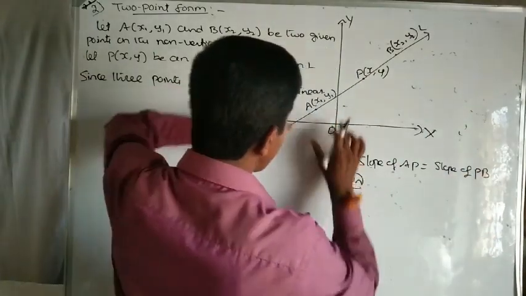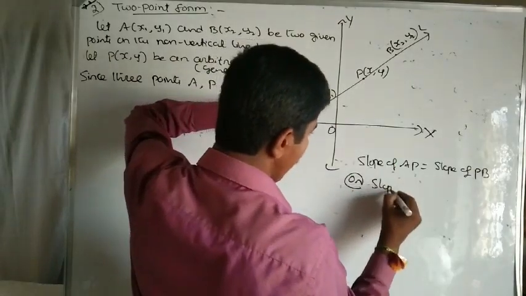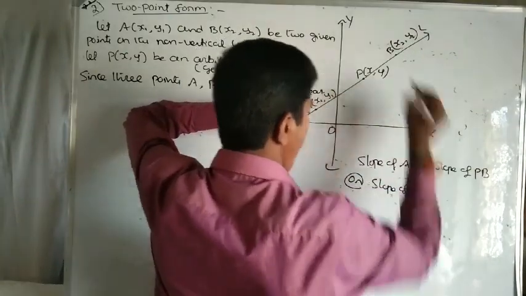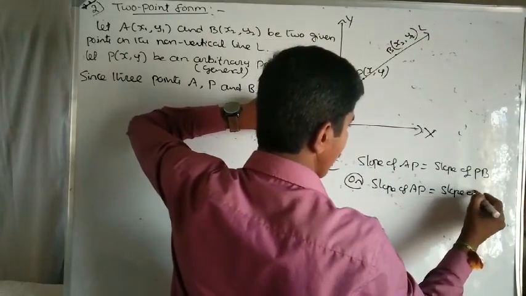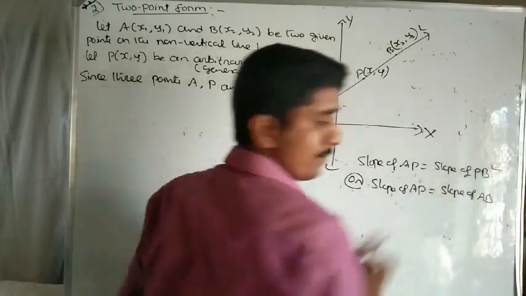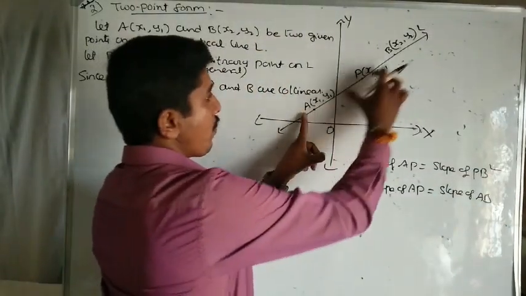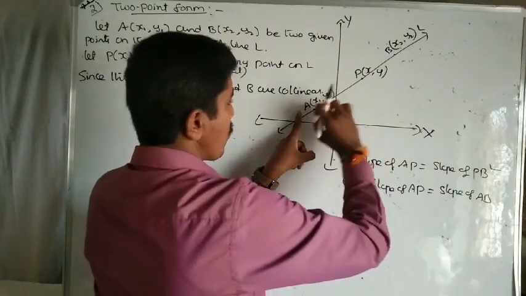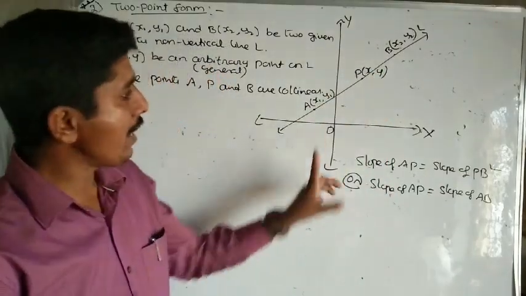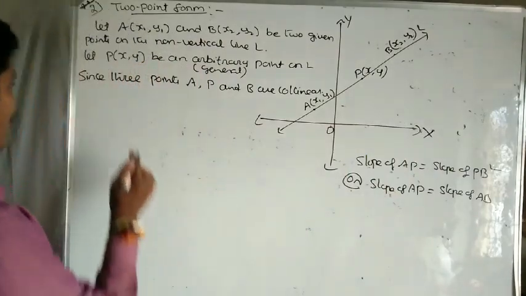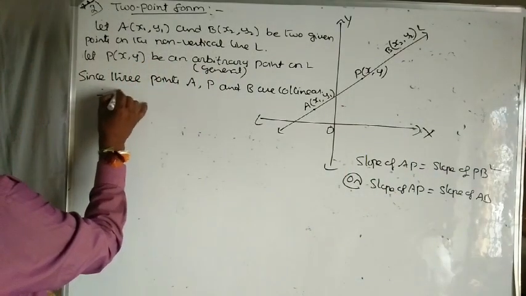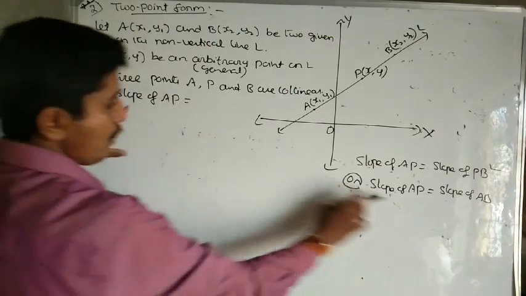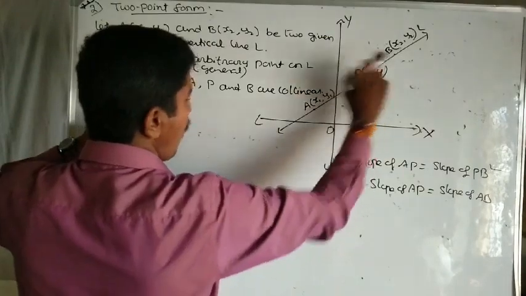So you can take slope of AP equal to slope of AB. Both are the same. Slope of AP equal to slope of PB, or slope of AP equal to slope of AB. For the time being I am taking the second one here. 3 points are collinear. Therefore, slope of AP is equal to, the second one I am taking, slope of AB.